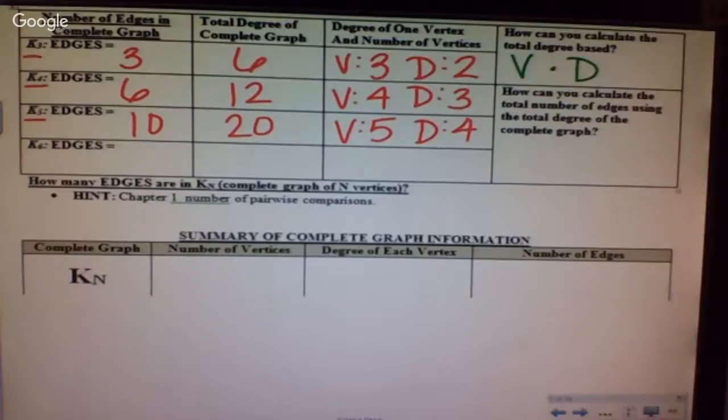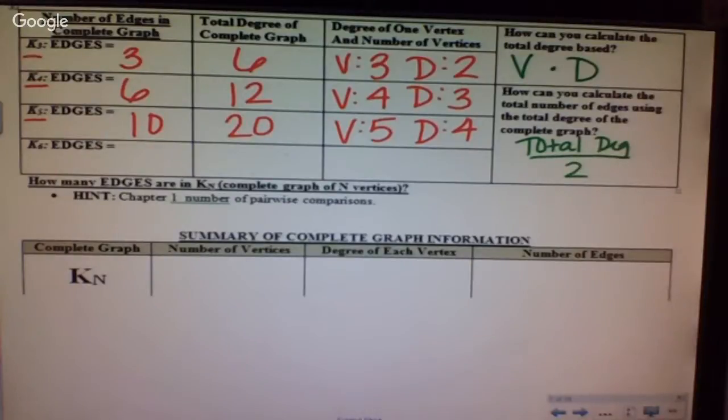All right. So now I'm here with total degree. How do I go back to my first column? I went from 6 to 3, 12 to 6, 20 to 10. So you just double it? Divide total degree by 2. Okay, you divide your total degree by 2. Total degree divided by 2.